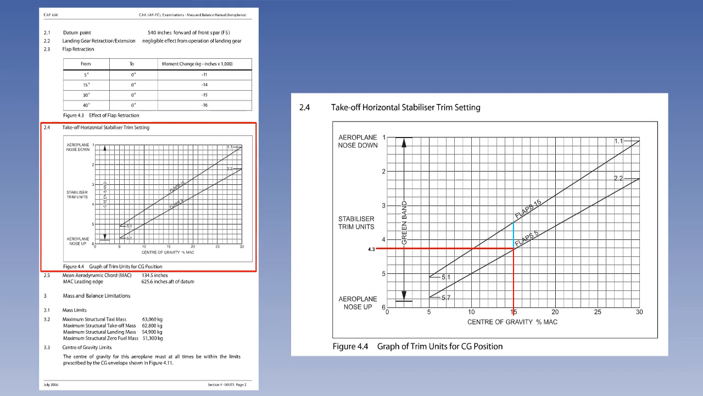Now that the flaps are required to be repositioned to the 15-degree position, we need to extend the vertical line from the 15% MAC up to intercept the flap 15-degree line. And now proceed horizontally to the trim unit line to read 3.5 units, which is the required setting for flap 15.